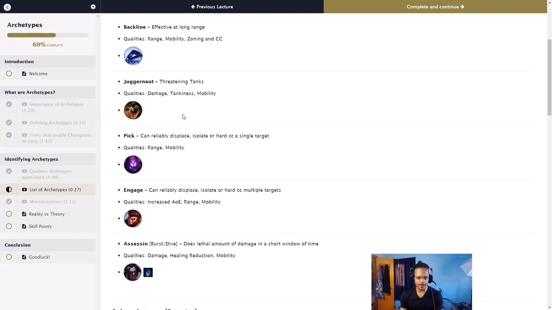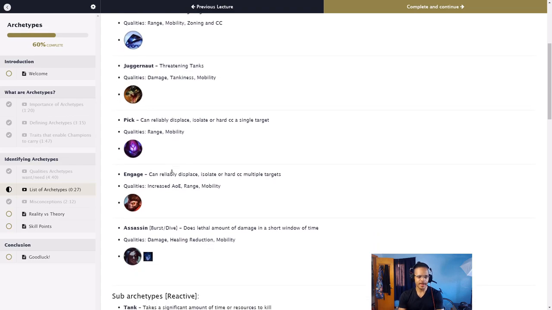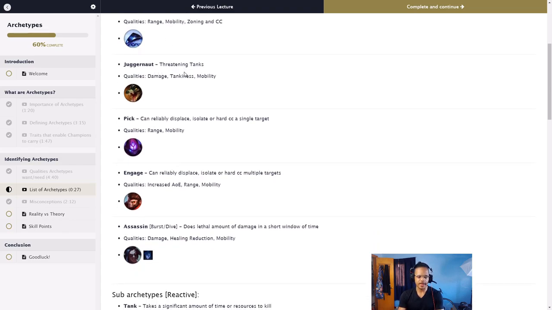Backline just means you're effective at long range. Basically, anyone with range is going to be effective at long range, unless you're doing some weird build. Juggernaut. Again, the operative word with Juggernaut is going to be threatening. There's a big difference between Leona being in your backline compared to Renekton being in your backline, right? And it might seem similar to another tank being in the backline, but when you start thinking about the line of scrimmage, which is another video I'll have uploaded on the channel really soon, the way it bends the line of scrimmage is going to be dramatically different.